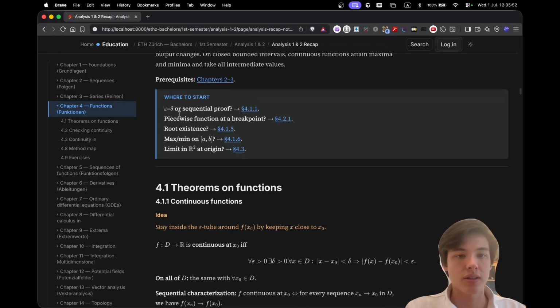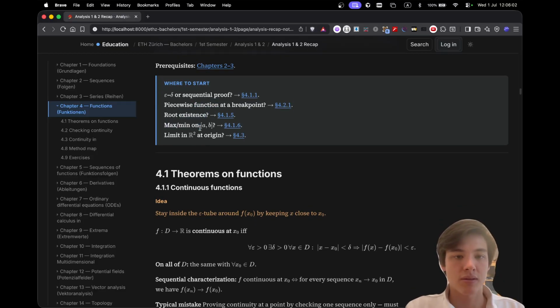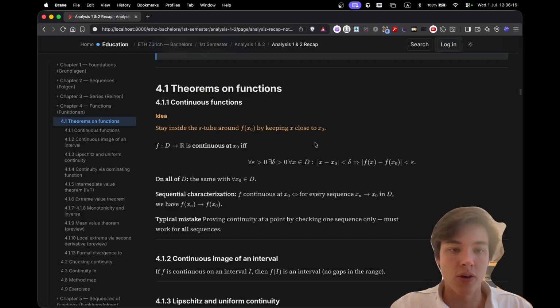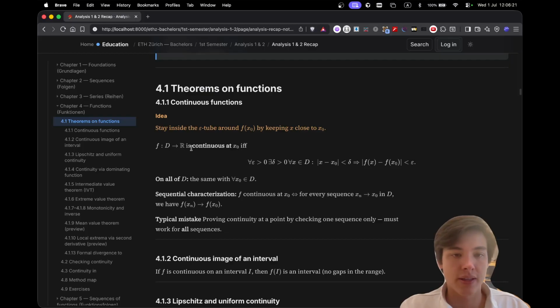Where to start? Epsilon-delta, or sequential proof, piecewise function at breakpoint, root existence, max min. So we'll look at this. Let's go to the theorems first. A continuous function stays inside an epsilon tube around f of x0 by keeping x close to x0. What does that mean? Or actually, this is what explains this, so we should first look at this.